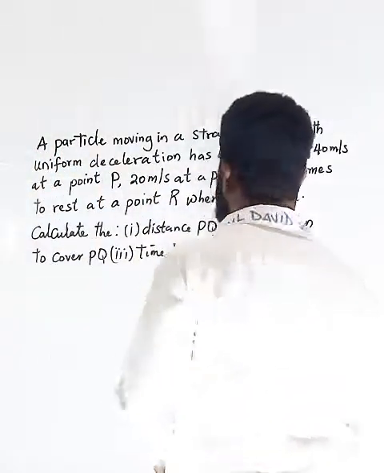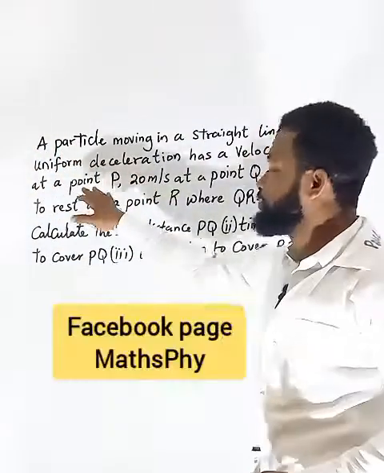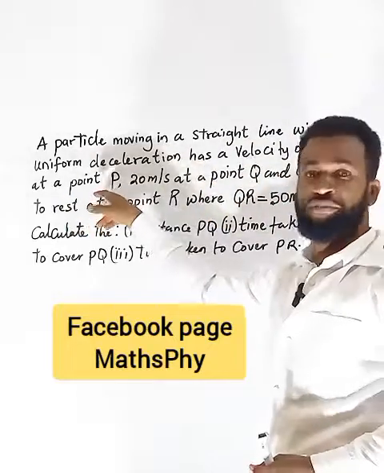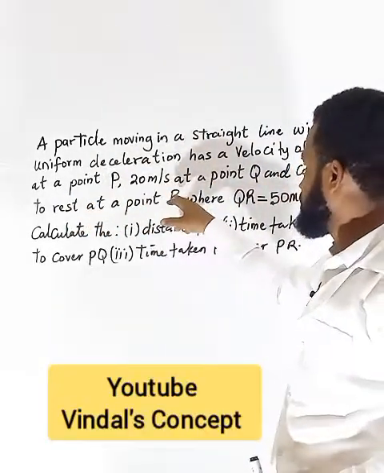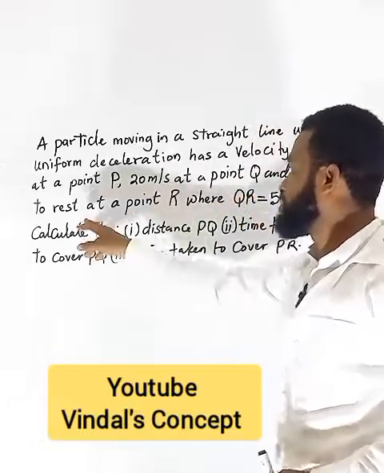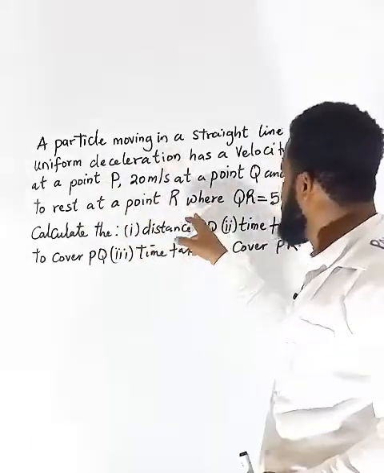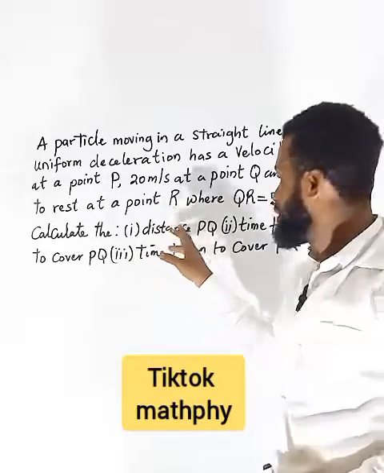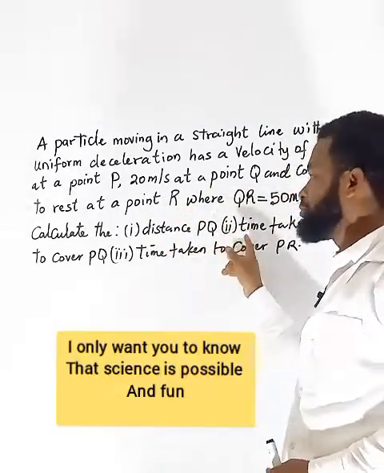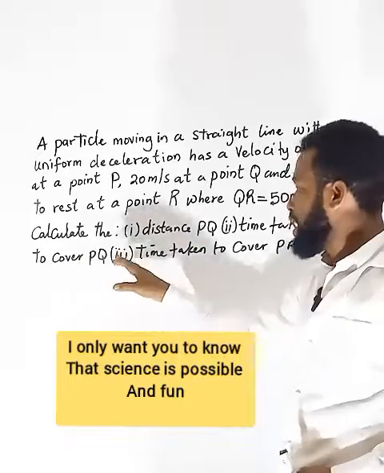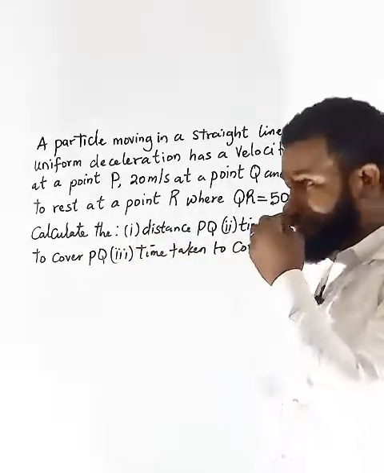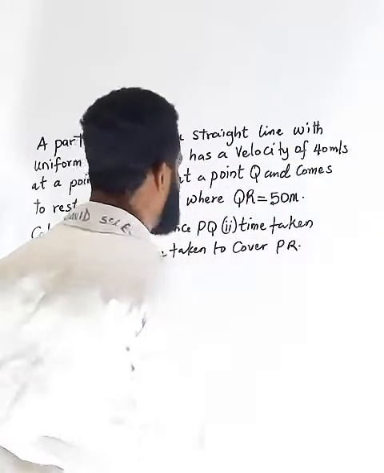The question says a particle moving in a straight line with a uniform deceleration has a velocity of 40 meters per second at a point P, 20 meters per second at a point Q, and comes to rest at a point R, where QR is 50 meters. Calculate one, the distance PQ, two, the time taken to cover PQ, and three, the time taken to cover PR. Now, this is a kind of question on velocity time graph.